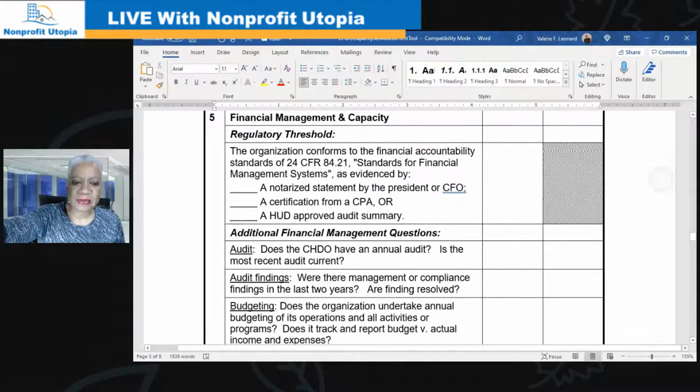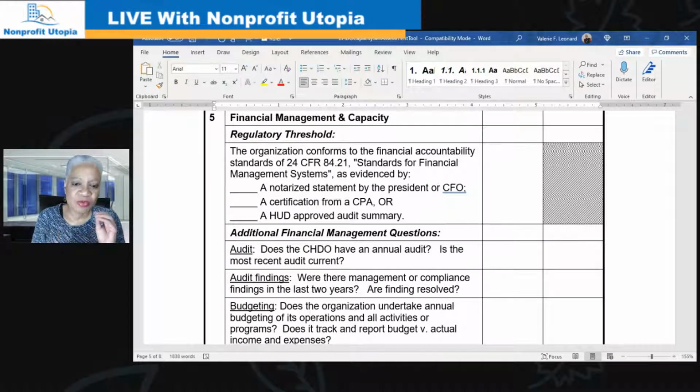And then financial management and capacity, a regulatory threshold, and this is for the federal government, for any agency, regardless of whether it's HUD, Health and Human Services, or transportation. You have to make sure that you conform to financial accountability standards of 24 CFR 84.21, standards for financial management systems, and you would need to have evidence of that. So that includes a notarized statement from the president or your chief financial officer, a certification from a CPA, or a HUD approved audit summary.